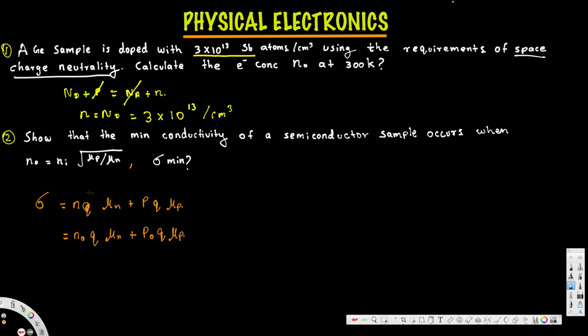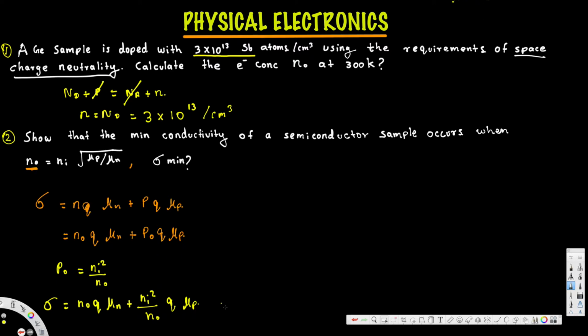Okay, so here they are asking to derive the equation in terms of N0. So we have to get rid of this P0. We know that according to the mass action law, P0 is equal to Ni square divided by N0. So we can replace this P0 with Ni square divided by N0. So we are going to have sigma is equal to N0 Q mu N plus Ni square divided by N0 times Q mu P.